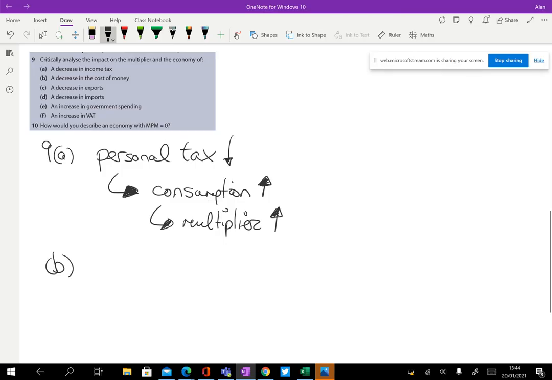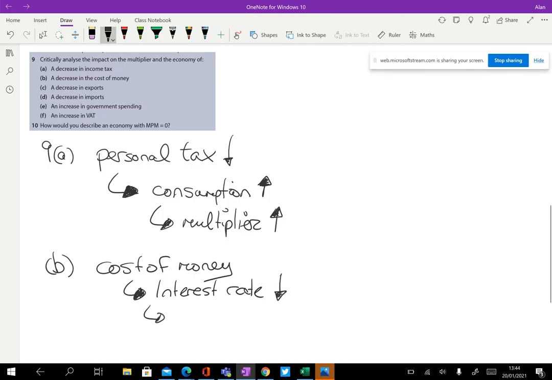Part B says a decrease in the cost of money. What is the cost of money? How does money have a cost? Money has a cost because for me to get money, I need to pay interest. Really what we're looking at here is the interest rate on money. If there's a decrease in the cost of money, it makes it cheaper for me to get a loan. So the interest rate decreases.